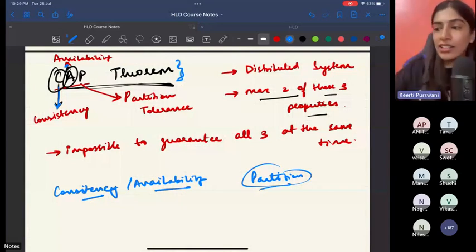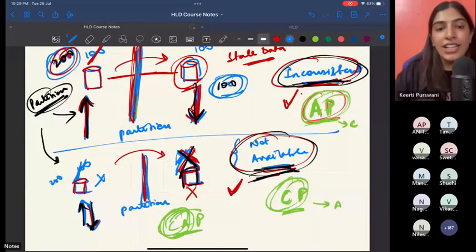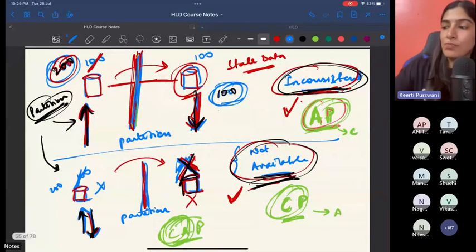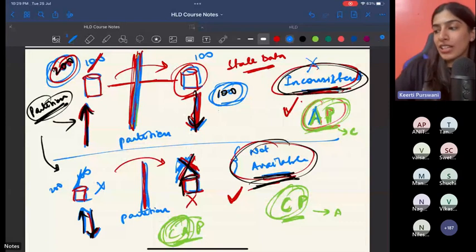Now, we are saying that partition tolerance is something that is out of our hands. It can happen because it will always happen. If I try to support availability, my consistency is going to go for a toss. If I support consistency, my availability is going to go for a toss. So I'll have to prioritize one.